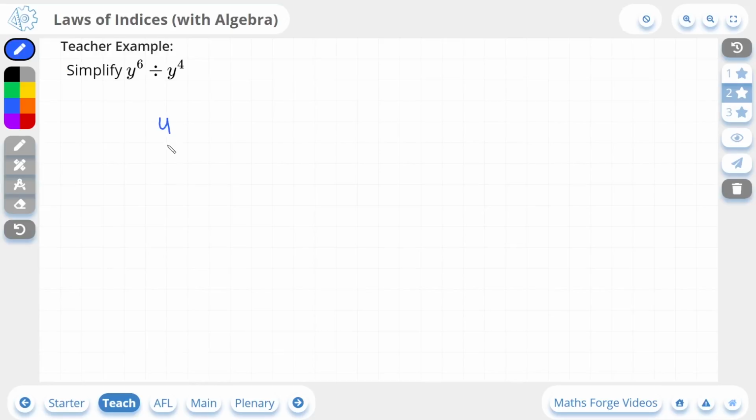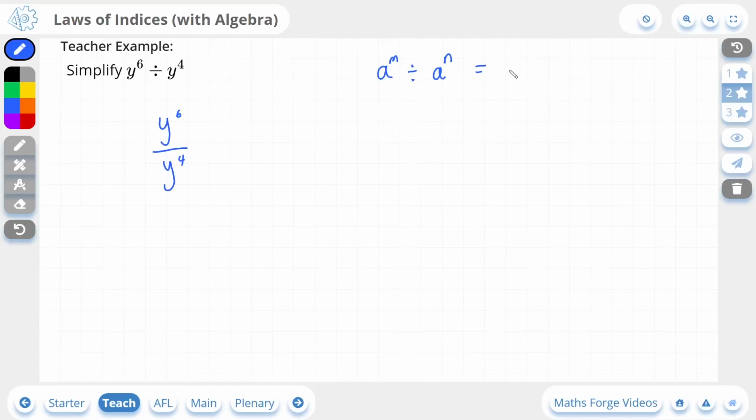Here we're doing y to the power of 6 divided by y to the power of 4. In the same way that if you multiply the same base values together, you add their powers, if you divide the same base value, so we're going to do a to the power of m divided by a to the power of n, you end up with a similar situation.